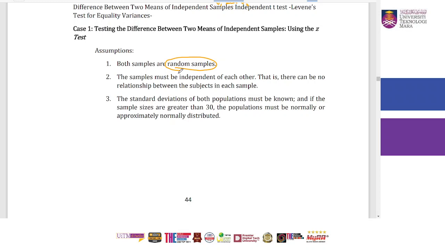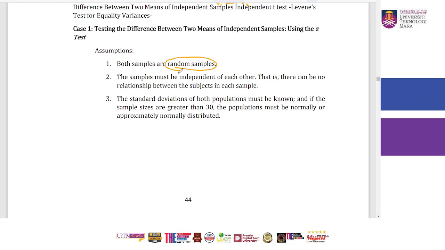Contoh macam saya katakan tadi lah, kita nak bandingkan antara ketinggian pelajar lelaki dengan pelajar perempuan. So of course they are from two different groups, right? One is for male, the other one is for female. They are not related to one another. Okay? And then the standard deviation of both population must be known. Okay, kalau kita gunakan Z test, standard deviation of both population must be known. So that means sigma 1 and sigma 2 must be known.